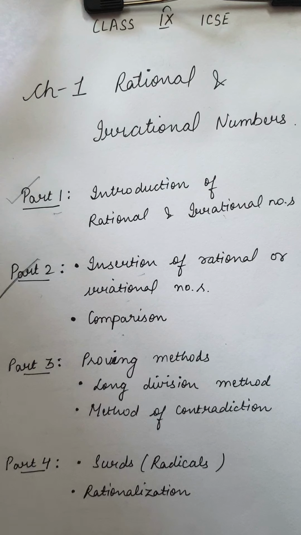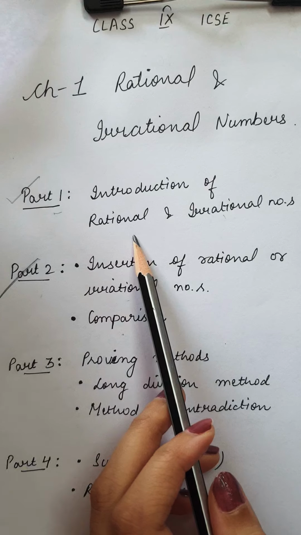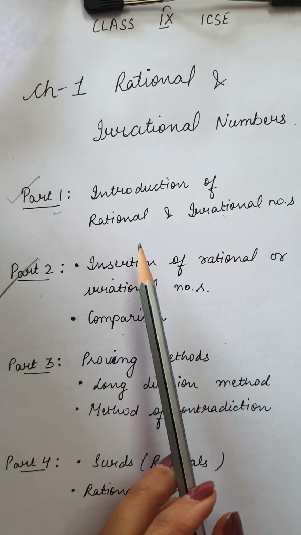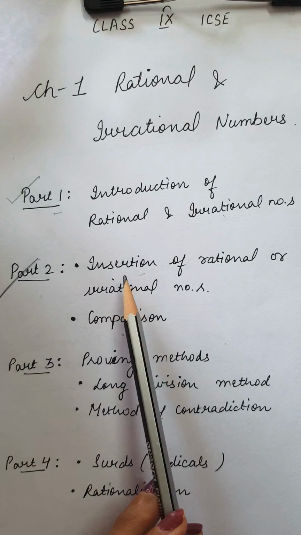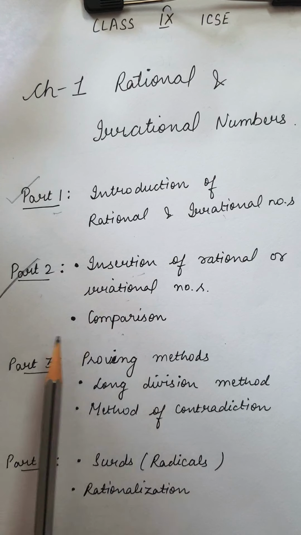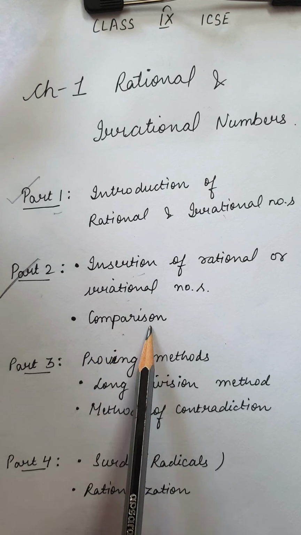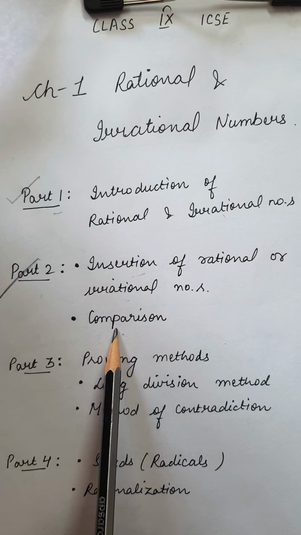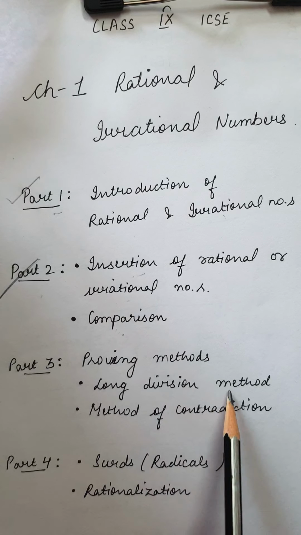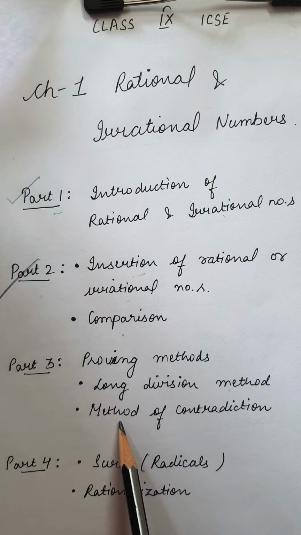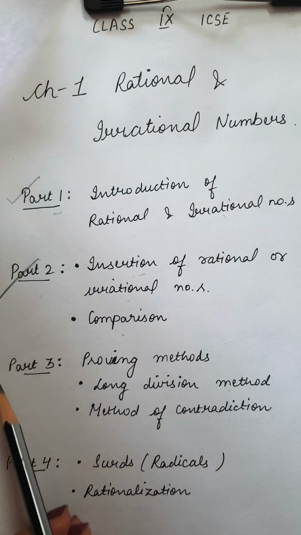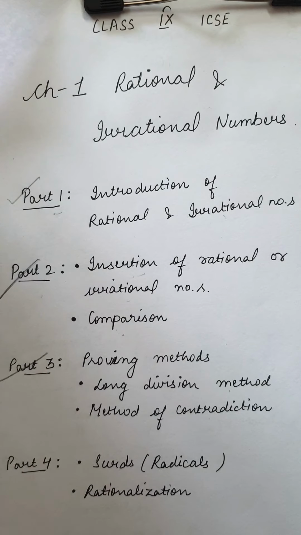In the last class, we had started chapter 1, rational and irrational numbers, and in the last week we had studied the introduction of rational and irrational numbers. Deeply we have discussed in detail, and in the second part we had studied insertion of rational or irrational numbers and their comparison. So in this video we are going to do the long division method of proving any number to be irrational, or the second method, the method of contradiction. So this we are going to cover in this video.